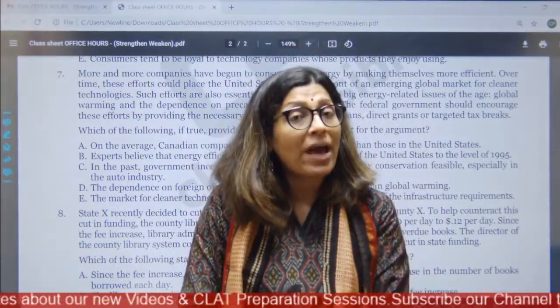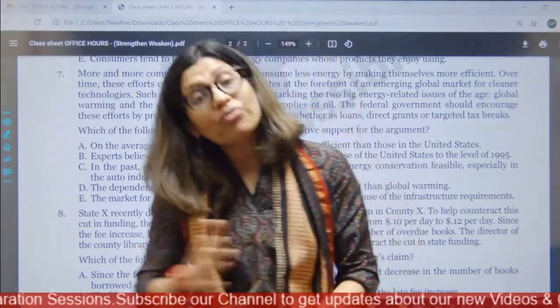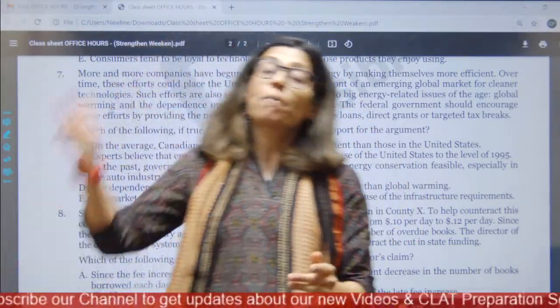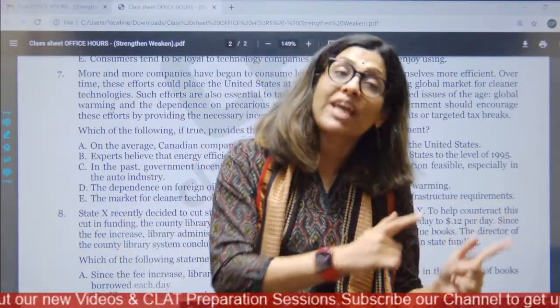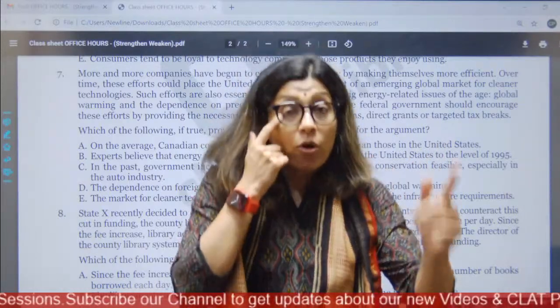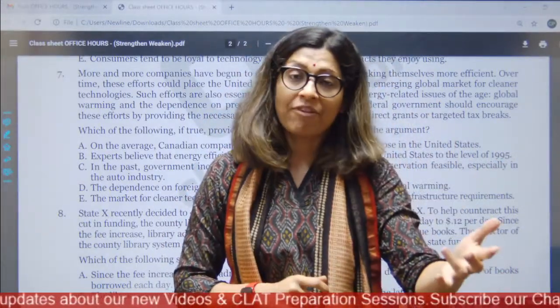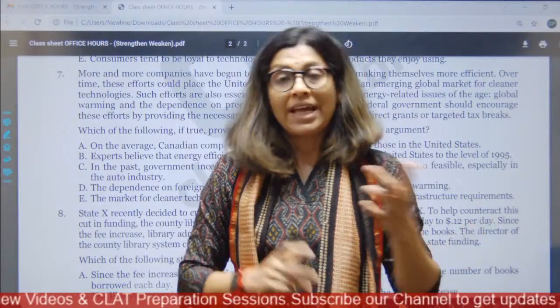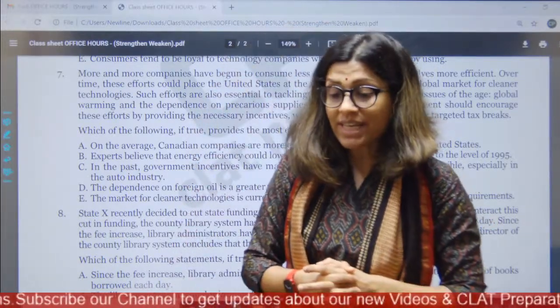But for the revenue to help, the number of books is not the only concern. The concern is the number of days also. So option C adds to this and says that yes, the number of days has also not reduced. Because if earlier one book was going overdue for 10 days on average and now it's only going for 4 days on average, then my revenue will come back less. So this is what C is doing.